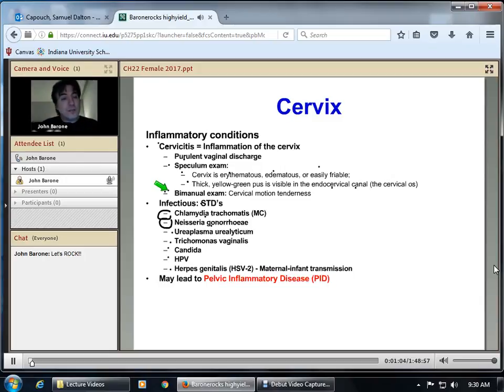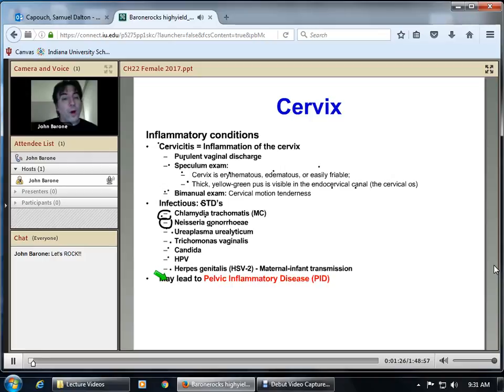Now, what causes inflammation of the cervix? It's usually an STD. The two most common by far are going to be chlamydia and, of course, Neisseria gonococcus. Those are the two biggies. But Ureaplasma, trichomonas, candidiasis, HPV can give you condylomata, and, of course, herpes can give you painful vesicular lesions there.